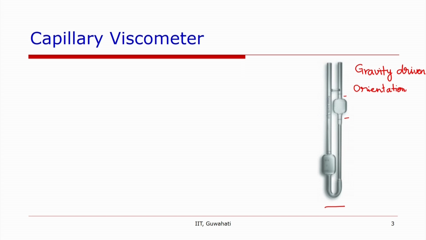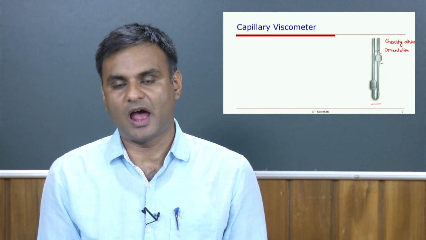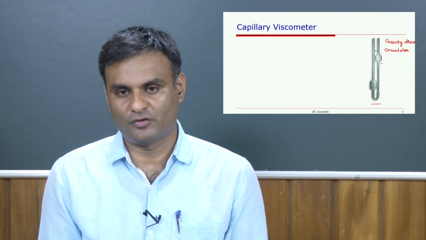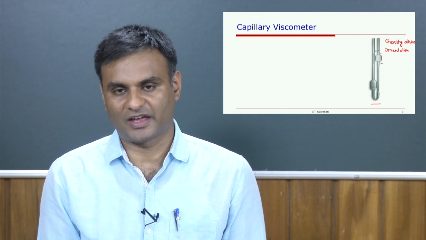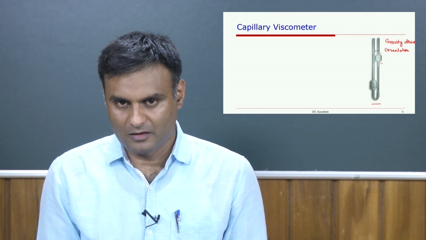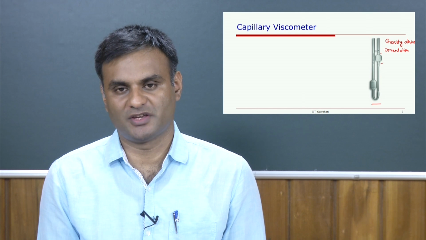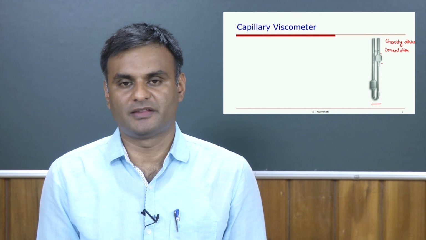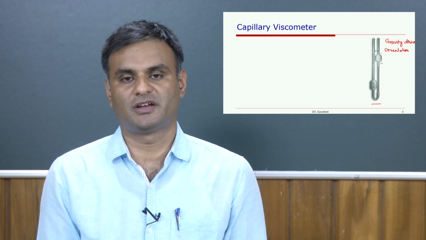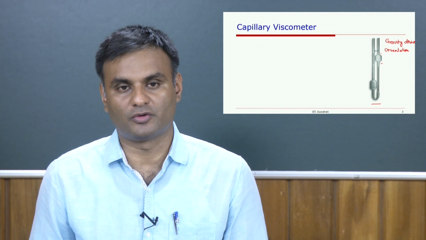However, this problem can be eliminated if the experiments are done for the standard fluid, which is used for the calibration, and for the fluid of which viscosity is to be measured. If they are done at the same orientation of the viscometer, then the orientation effect can be ruled out.